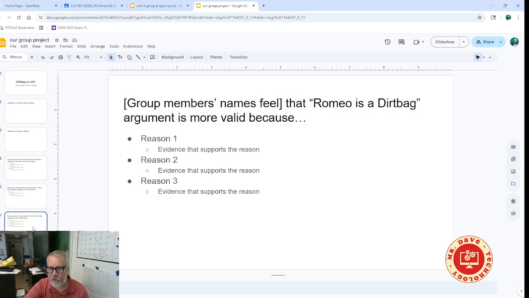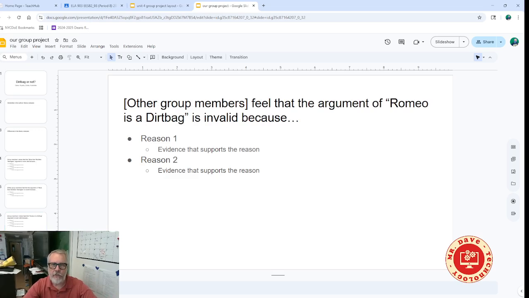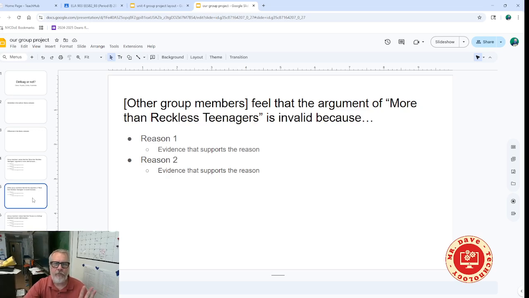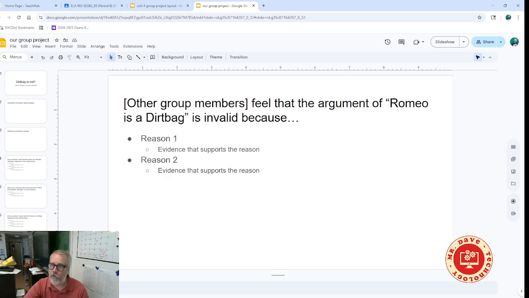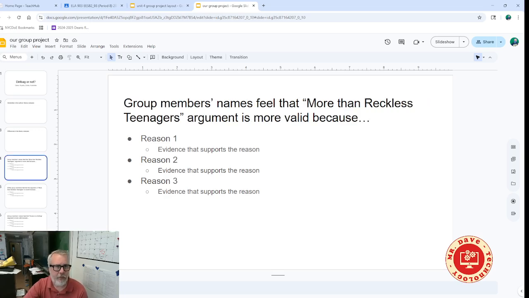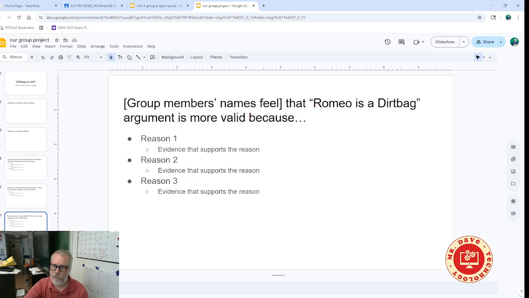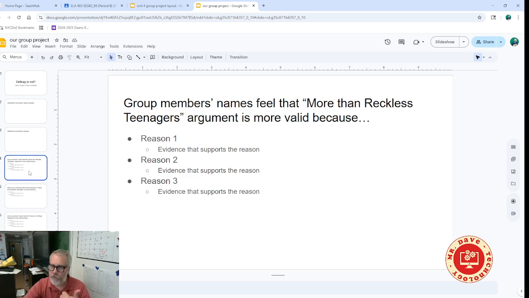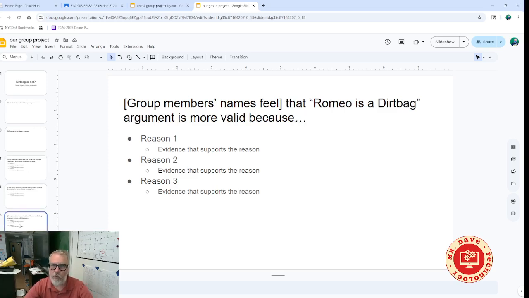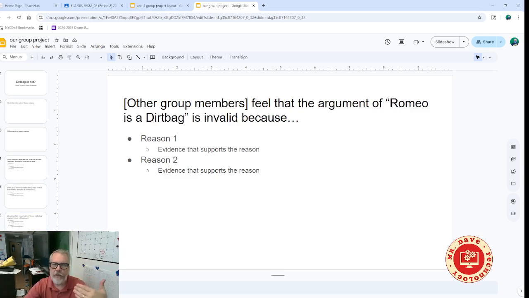Then you're going to do the exact opposite, right? So the other side is going to say "Romeo Is a Dirtbag" is more valid, and then tell me why "More Than Reckless Teenagers" is invalid. If you're on the "Romeo Is a Dirtbag" side, you're going to do this slide and this slide. If you're on the "More Than Reckless Teenagers" side, you're going to do this slide and this slide, right? That makes sense? So again, if you're arguing that "More Than Reckless Teenagers" is the more valid argument, you're going to tell me why it's correct, and then tell me some things why "Romeo Is a Dirtbag" is incorrect.